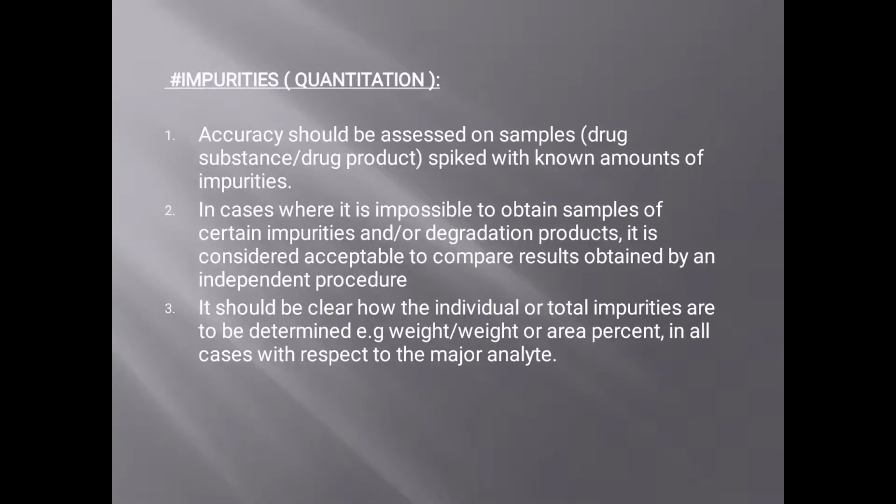Then next we are going to see impurities quantitation. Accuracy should be assessed on samples, drug substance or drug product, spiked with known amounts of impurities. In cases where it is impossible to obtain substance of certain impurities and/or degradation products, it is considered acceptable to compare results obtained by an independent procedure. It should be clear how the individual or total impurities are to be determined, that is weight/weight or area percent, in all cases with respect to the major analyte.